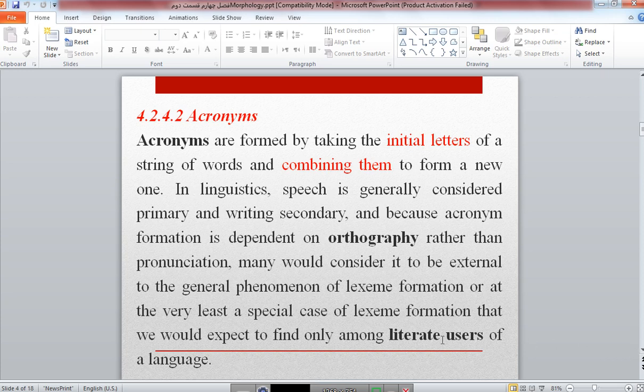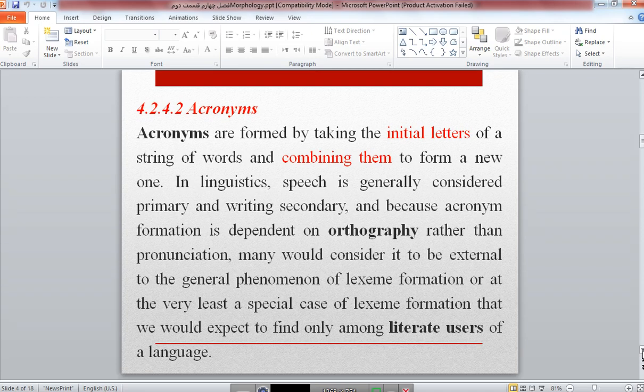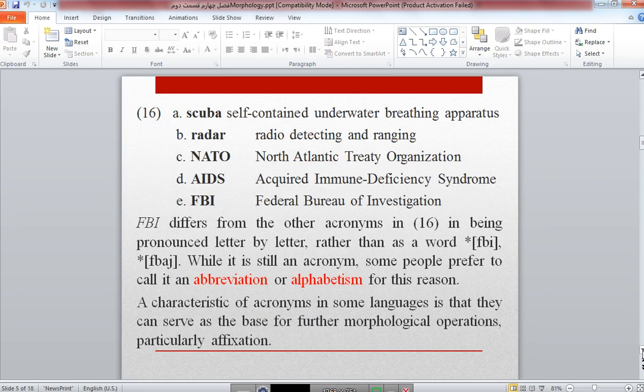So maybe some people think that it is just related to literate users, not other people. Look at the examples. If you question our statement that acronym formation is orthographically based, take a word like NATO, followed by North Atlantic Treaty Organization. The pronunciation of A and O reflects the name of the letters, not the initial sound of the words. So speakers may be aware or unaware that a particular form originated as an acronym.